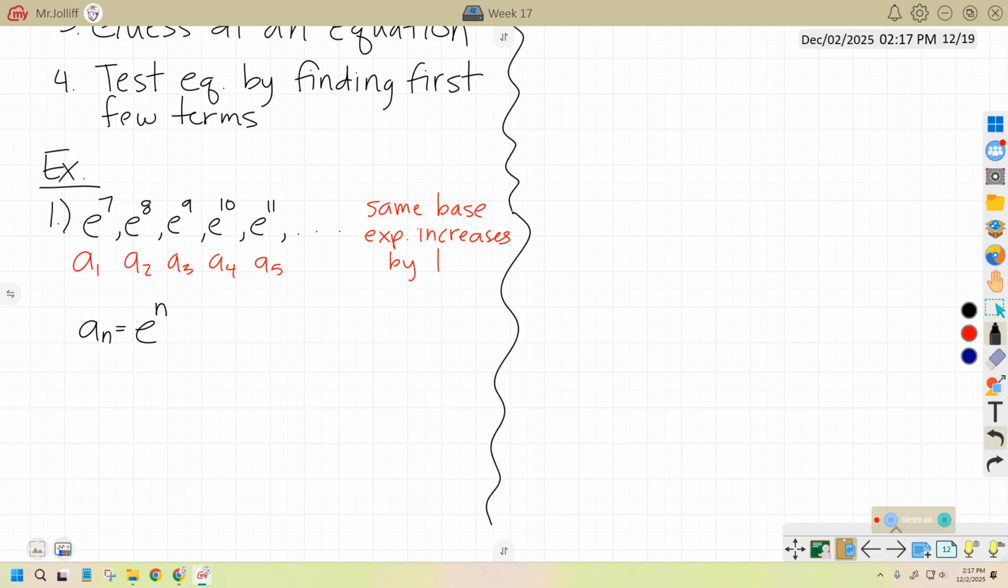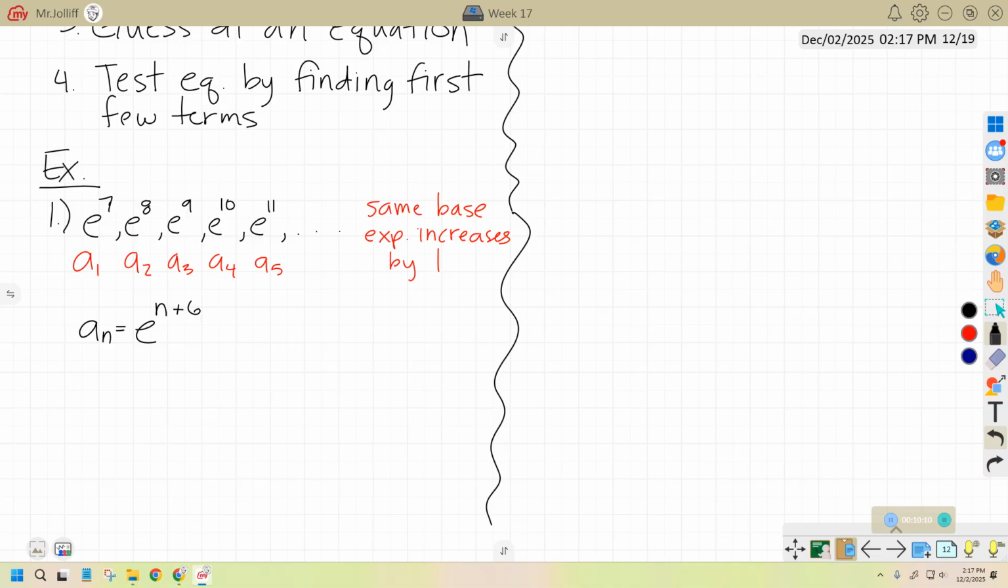What do I do to this number down here to turn it into that number there? Close. Plus 6. I think plus 6. 1 plus 6 is 7. 2 plus 6 is 8. 3 plus 6 is 9. Right? 4 plus 6 is 10. I think that plus 6 works.